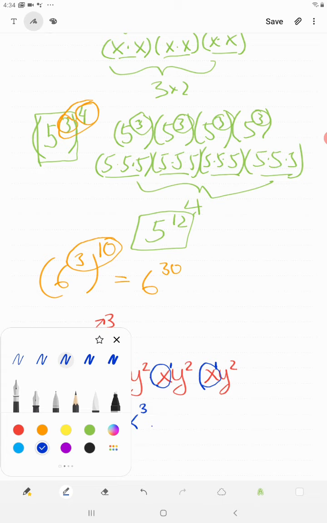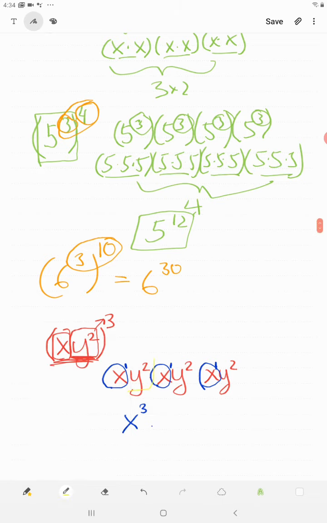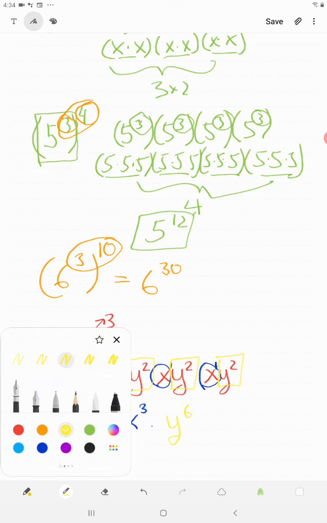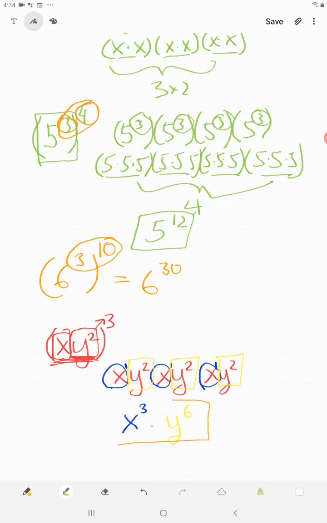Well, let's look at the y's then. y to the second times y to the second times y to the second. Hey, isn't that just repeated addition? So 2 plus 2 plus 2, that's y to the 6th. Now, this is our answer here, but I do want to go over how we got this answer, because it's good to know these little efficient shortcuts to solving these problems.